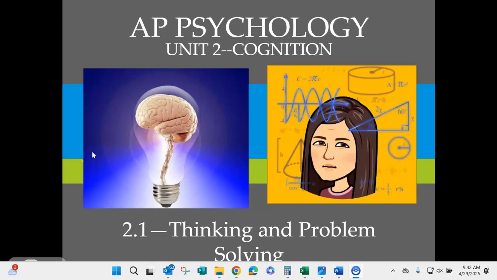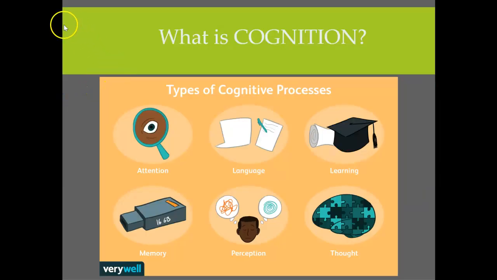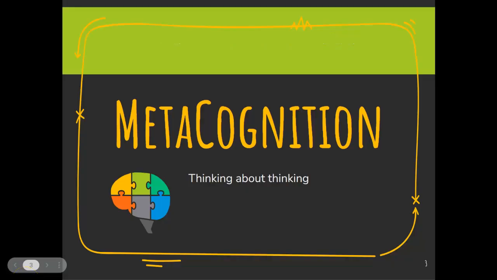So this is the condensed version of Unit 2, which was on cognition, and hopefully you remember cognition is all about thinking. Different types of cognitive processes: attention, language, learning, memory, perception, and thought. So really this is more than just this unit. We have a separate unit on learning, and we have a separate unit on perception where we did sensation and perception. Metacognition is a fancy word that just means thinking about thinking.